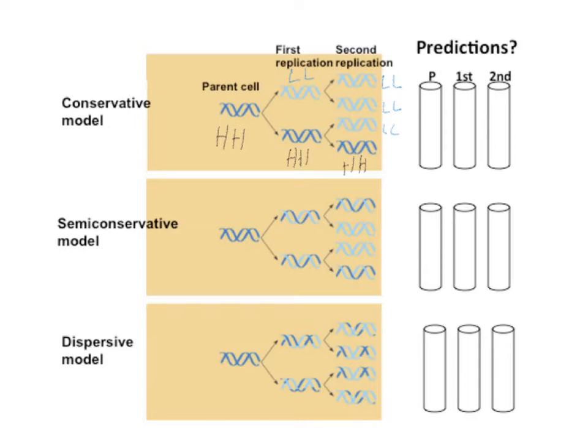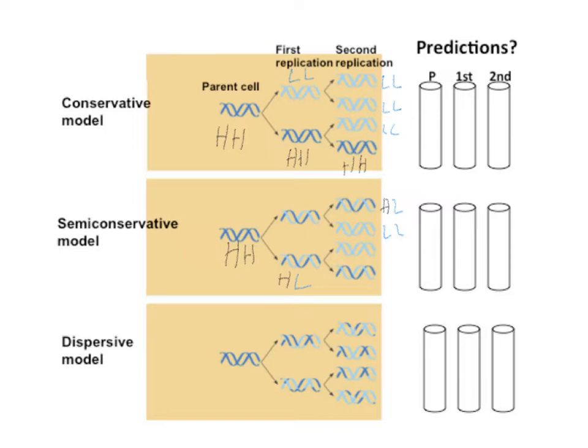Whereas in the semi-conservative model, the first one was heavy, but these two, because they split in half, half of them is heavy and half of them is light. Does that make sense? And then when they split in half again, this one would be a heavy light, and then these would be lights, right?